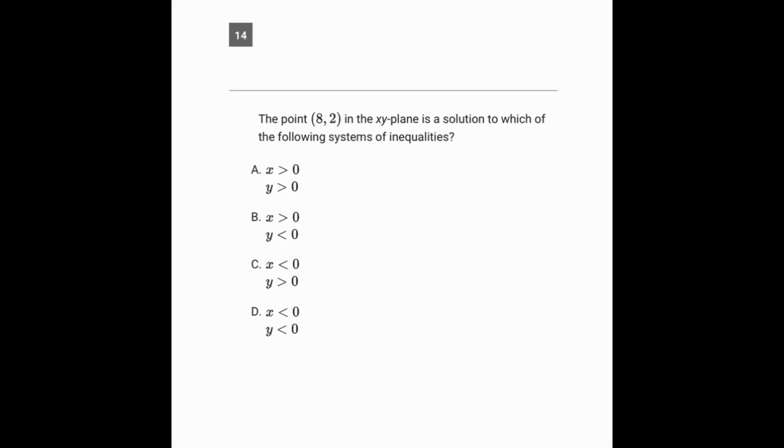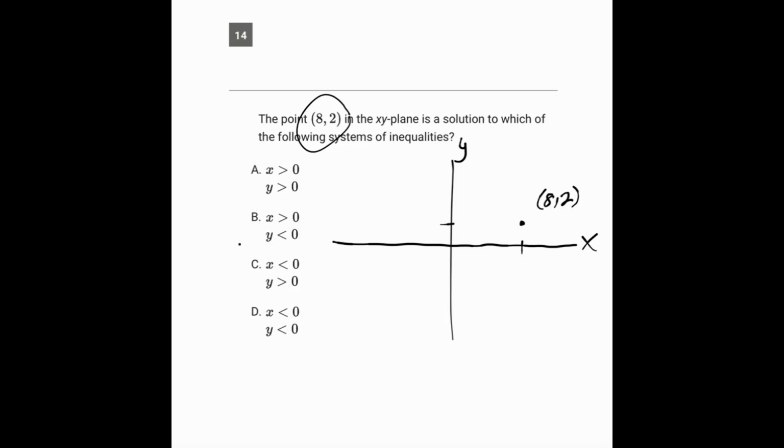Now going to question 14. Here we're being asked about the point (8, 2) on an XY axis. So here's our x-axis, here's our y. (8, 2) would be somewhere around here. Now, which set of inequalities involving the x and y axes would match this?